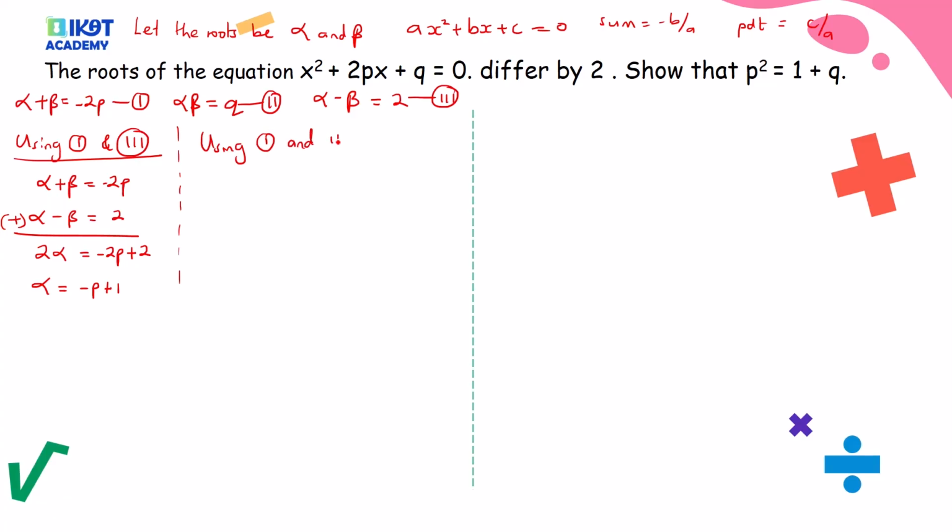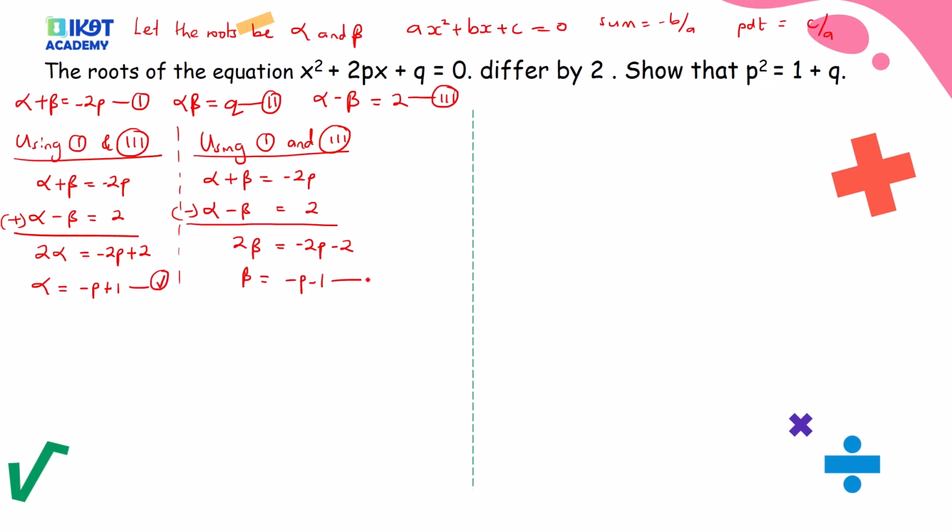Then we also, still using 1 and 3, this time we eliminate alpha and get beta. So here I have alpha plus beta is equal to negative 2p, and then alpha minus beta is equal to 2. I have this, so I subtract. Alpha minus alpha is 0. Beta minus beta, this becomes 2 beta is equal to negative 2p minus 2. So what is beta? Beta is negative p minus 1. So I can call this equation alpha-tick, and maybe this beta-tick. Now you can label them anyhow. I just label them for the organization.